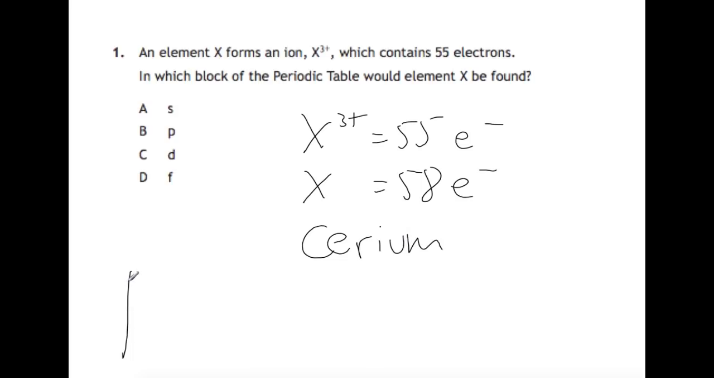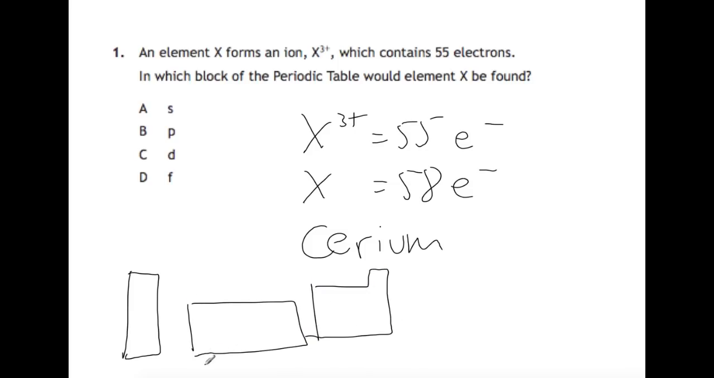If I draw a quick sketch of the periodic table and the blocks that we have, this first block here, the last orbital to be filled is an s orbital, so this is the s block. This block over here, the last orbital to be filled is a p, so that's the p block. In the middle we have the D block, and at the bottom we have the F block. If you look for cerium on the periodic table, you'll find that it's in the F block, so that means that the answer to this question is D.